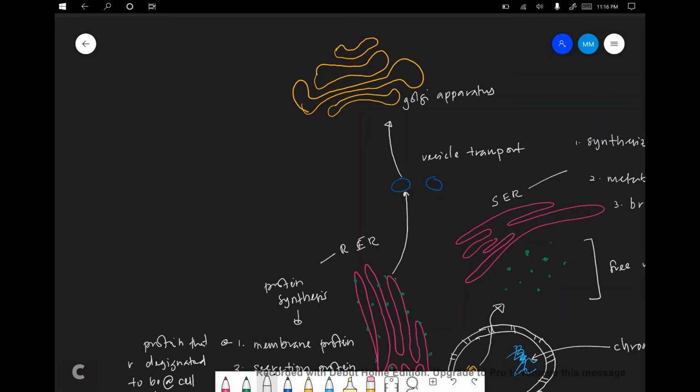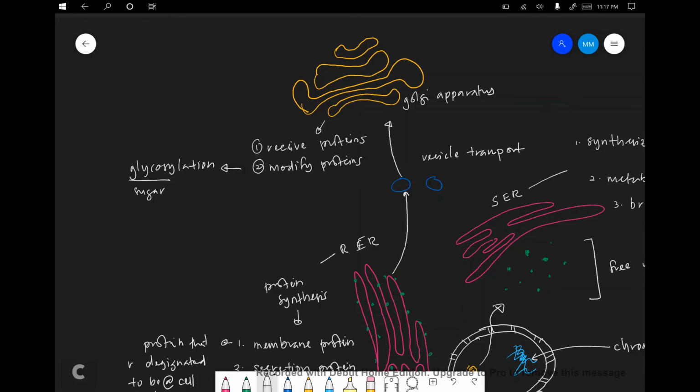So what is the function of Golgi apparatus? Function number one is to receive proteins from the rough endoplasmic reticulum that are shepherded by the vesicle transport. Okay, next it will modify the proteins. So what kind of modification takes place here? Perhaps a process that we call glycosylation. Glycosylation means addition of sugar. Glyco is sugar, adding to the proteins.